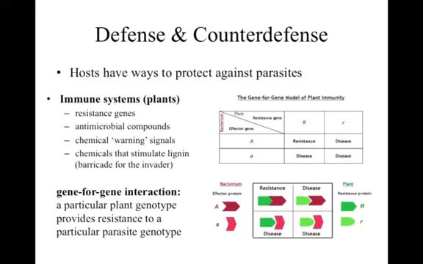They also produce antimicrobial compounds. So this is a strategy for killing specific microbes that are common attackers. Plants will also produce chemical warning signals that protect other neighboring plants. And when they are attacked by a parasite, that will stimulate lignin production. Lignin is basically a tough material, and they upregulate lignin production, and that produces a barrier on the external part of the plant that will protect them from the parasite.